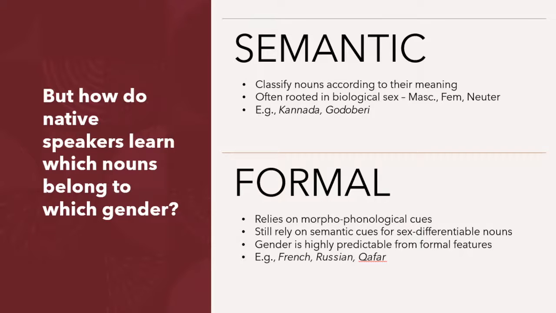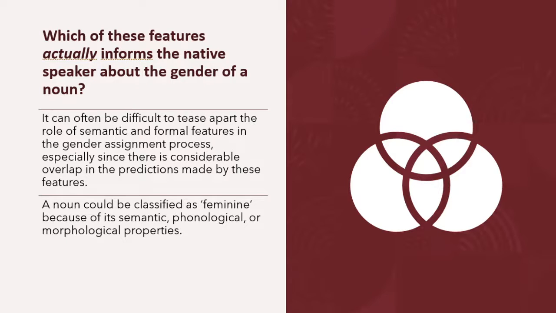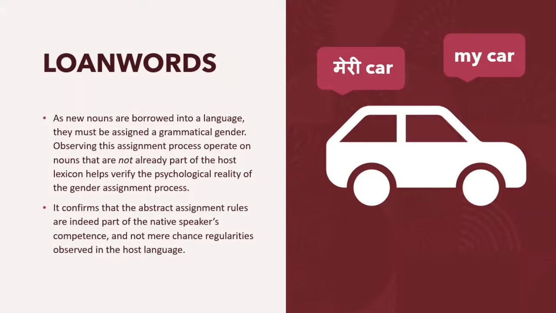It can often be difficult to tease apart the role of semantic and formal features in the gender assignment process, especially since there is considerable overlap in the predictions made by these features. That is, a noun could be classified as feminine because of its semantic, phonological, or morphological properties. The question then arises, which of these features actually informs the native speaker about its gender? This is where loanwords come in handy. These are words borrowed from another language and integrated into the host language's lexicon. As new nouns are borrowed into a language, they must be assigned a grammatical gender.